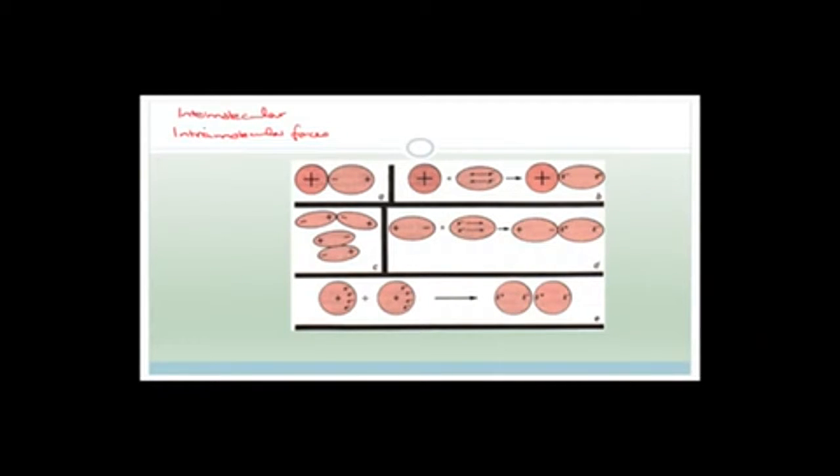Okay, so remember I told you there was a difference between intermolecular and intramolecular. Intermolecular you need to think of as between molecules, and that's what we're talking about at the moment. Intra is within the molecules. The intramolecular forces are actually not forces, they're bonds: your ionic, your covalent, and your metallic. The intermolecular forces are things like your London forces, your hydrogen bonding, and your van der Waals forces.